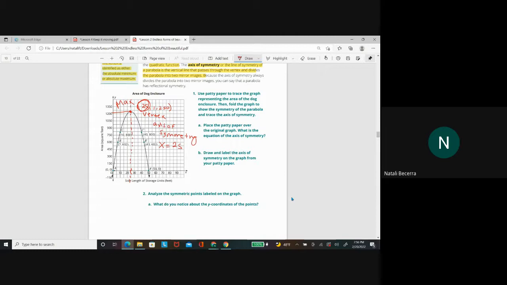And you can tell because if I cut this graph in half, then it is symmetrical and it's crossing the x value here at 25, okay? So I hope that was a good explanation. That's how you do that one. That's how you find out what the vertex is and what the axis of symmetry is.